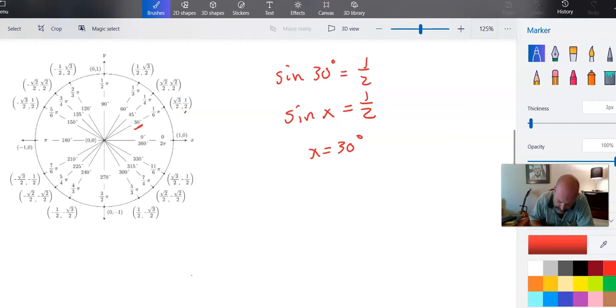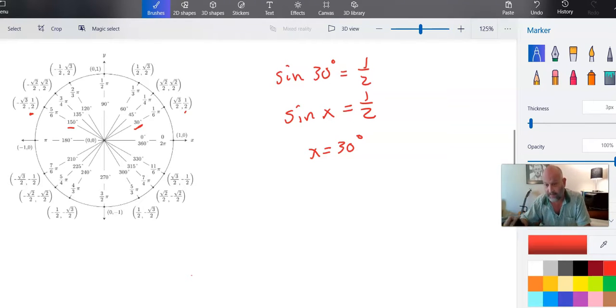It's 1/2 here, but it's also 1/2 over here at 150 degrees. So how do you know which one it is? Well, here's what we do. It's actually been worked out, and those angle measurements that are greater than 90 degrees, we're actually going to handle those things in the next lecture.